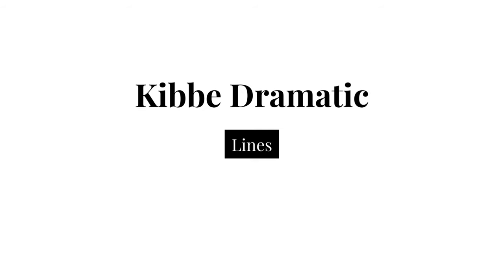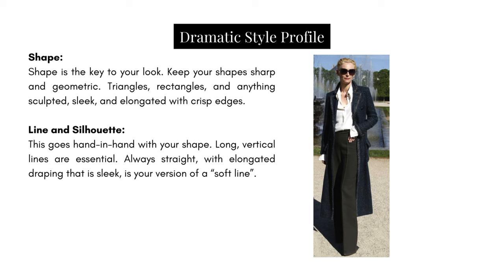Now let's discuss Kibbe dramatic lines. The key to the dramatic style profile is the shape. Dramatics must keep the shape sharp and geometric. Think of triangles, rectangles, or anything sculpted, sleek, and elongated with crisp, sharp edges. Likewise, the lines of the silhouette should be kept long and straight. Elongated draping that is sleek is the dramatic's version of a soft line.